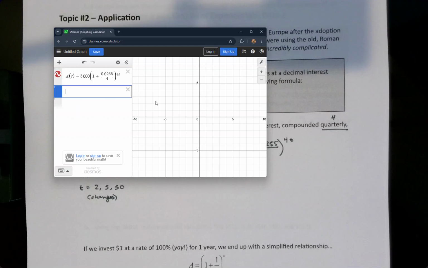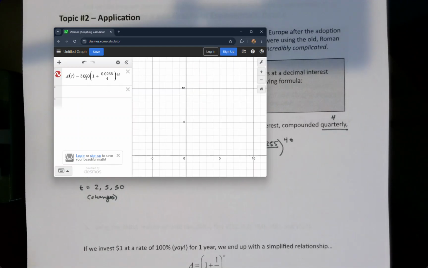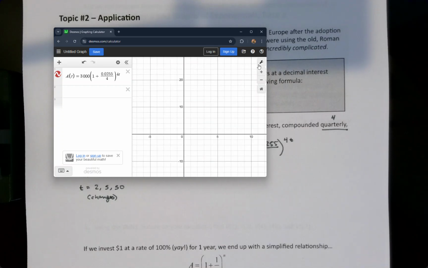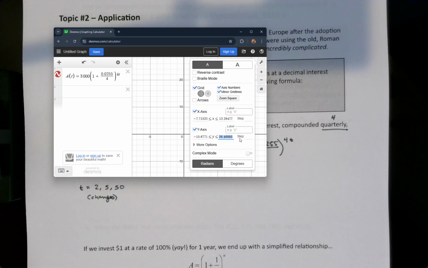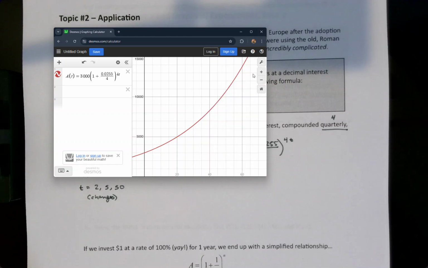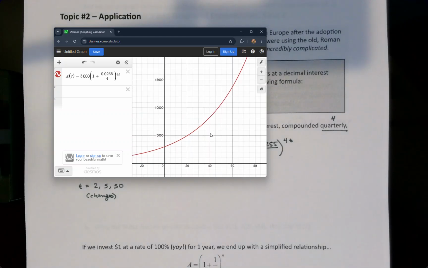I need to zoom out on this a ways because 3,000 is the y-intercept. It's the initial deposit. Instead of manually zooming, let's rescale this so that my y-axis goes up to, say, 5,000. And we know we need to see at least 50 years. Let me go ahead and make this an input of 75. And I need to see a little bit higher, it looks like, on the year scale here. Okay, so I've got a little graph of my function.